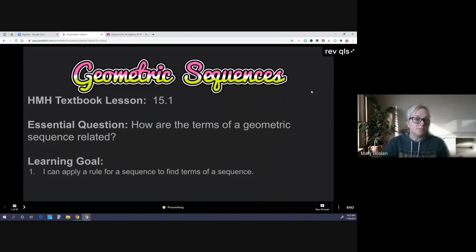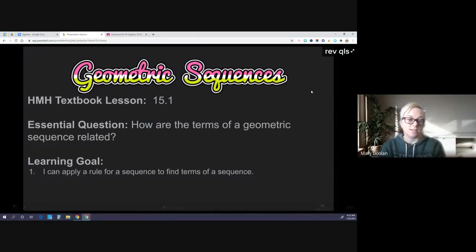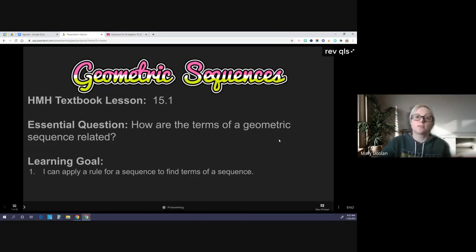Geometric sequences, and this goes with chapter 15, lesson 1 in your text. Your essential question: how are the terms of a geometric sequence related? And our learning goal today is I can apply a rule for a sequence to find terms of a sequence. So we're going to be able to do that.